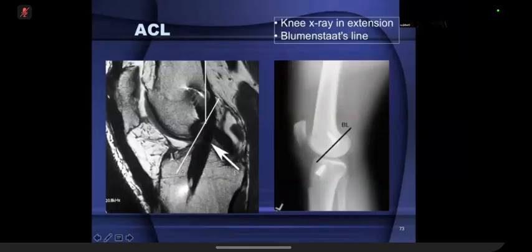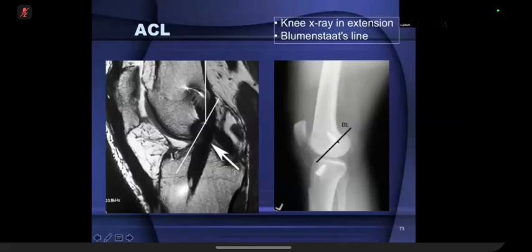The ACL, once it gets repaired, they may show you an example of a badly placed graft. In a nutshell, the graft has to be parallel to the Blumensaat line. This is the line of the intercondylar notch, so it should be parallel to this line. If it's straight, then it will not be doing its job properly because it will be incompetent. Remember, the job of the ACL is to prevent anterior translation of the tibia. So if it is straight, then it's not able to do that.